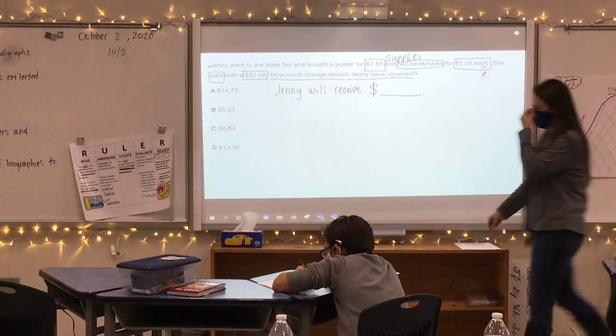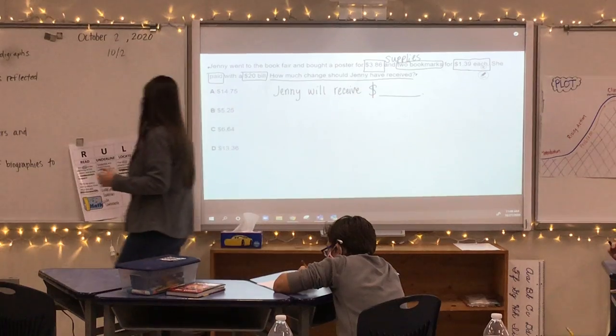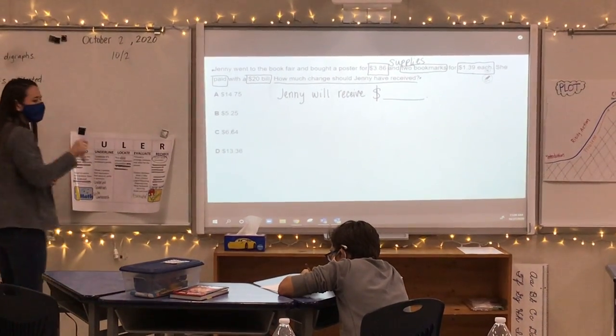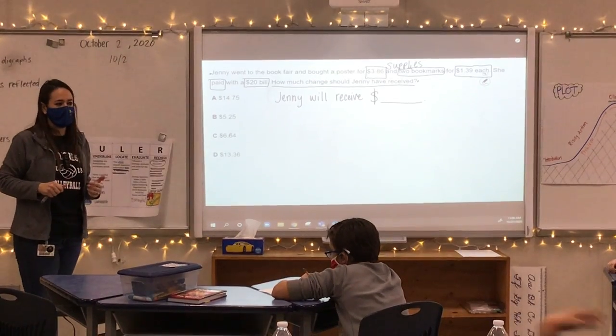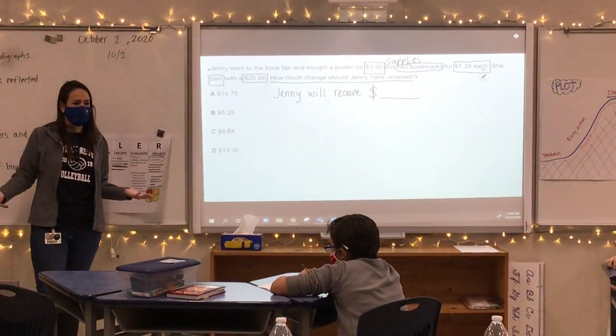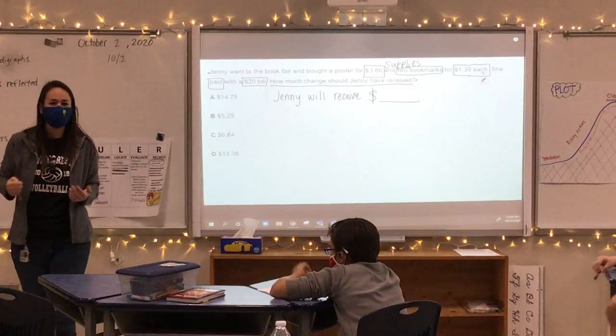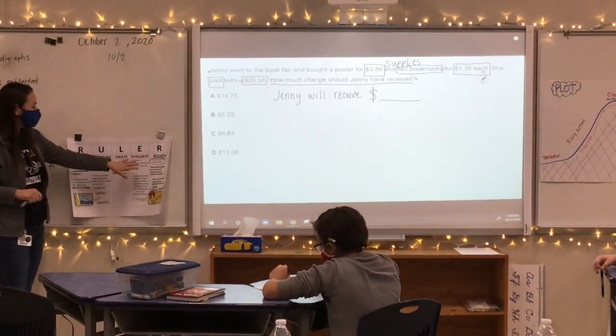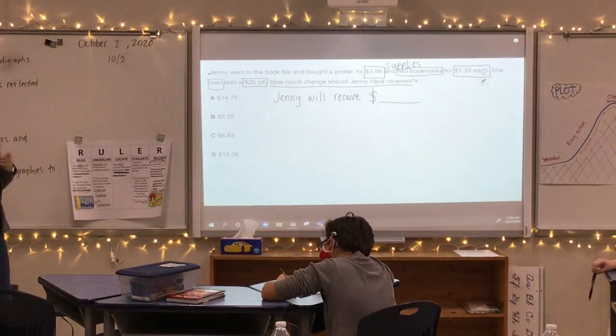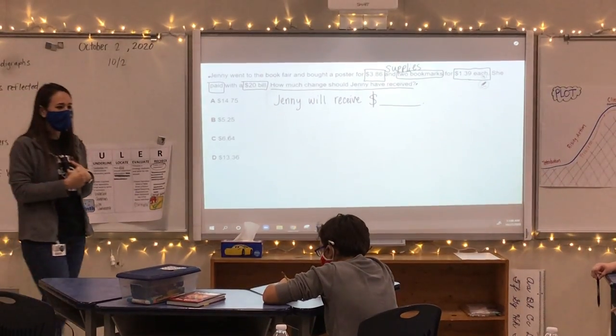All right, so now we're going to look at setting up our equation. We're going to set up an equation, and I heard a question earlier. Somebody asked, are we going to estimate? What do y'all think? Yes, we are going to estimate. We are definitely going to estimate. So we need to come up with an equation first. We need to come up with some sort of equation.